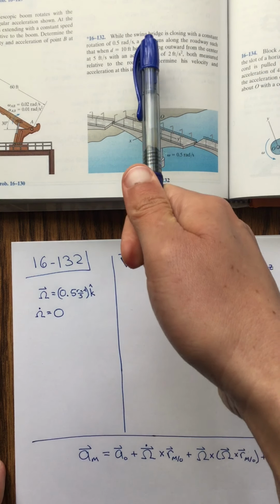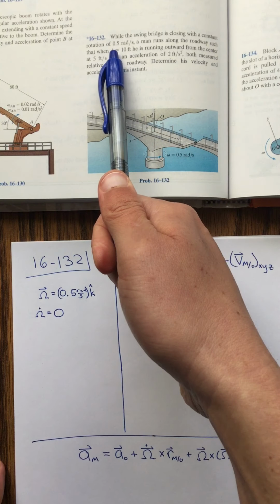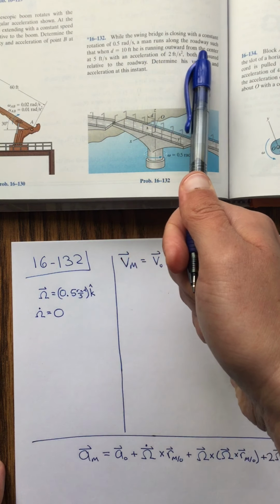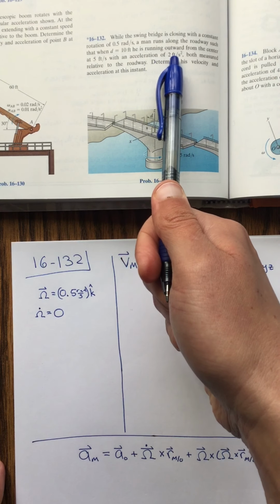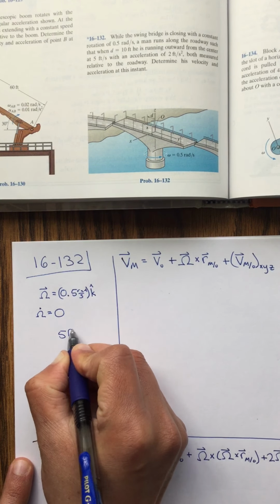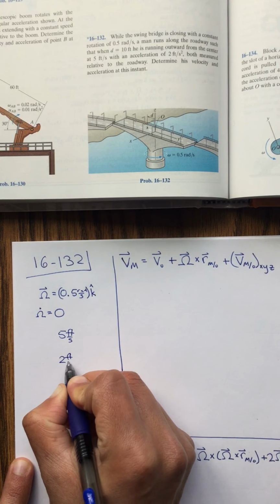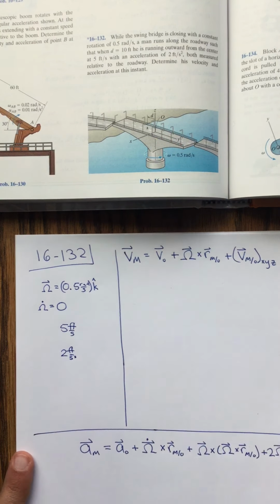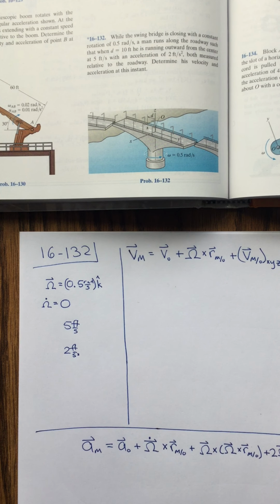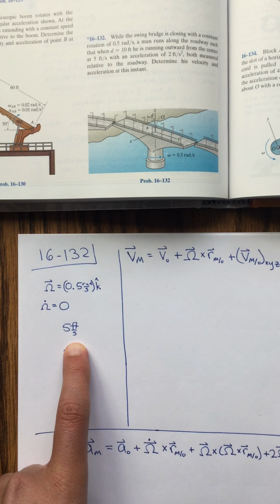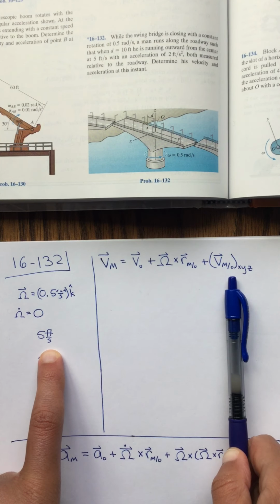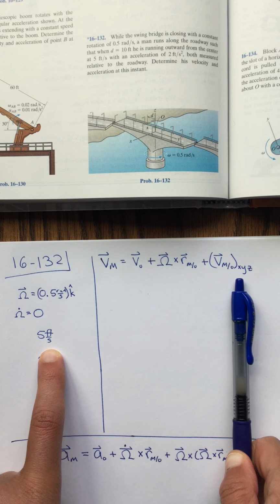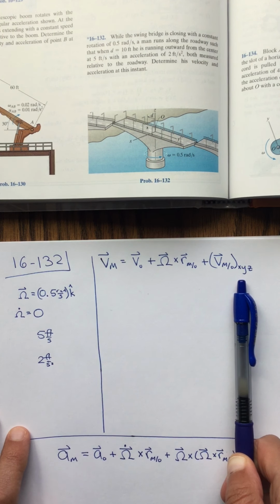So now the man's running along the roadway such that when d is equal to 10 feet, he's running outward from the center at 5 feet per second with an acceleration of 2 feet per second squared. So I've got the 5 feet per second and the 2 feet per second squared. Now, if you're standing at point O, rotating with the drawbridge, you would see the man running away from you at 5 feet per second. So this is the velocity as measured by someone at point O and rotating with the drawbridge. In the reference frame of the rotating drawbridge, you see the man running away from you at 5 feet per second.